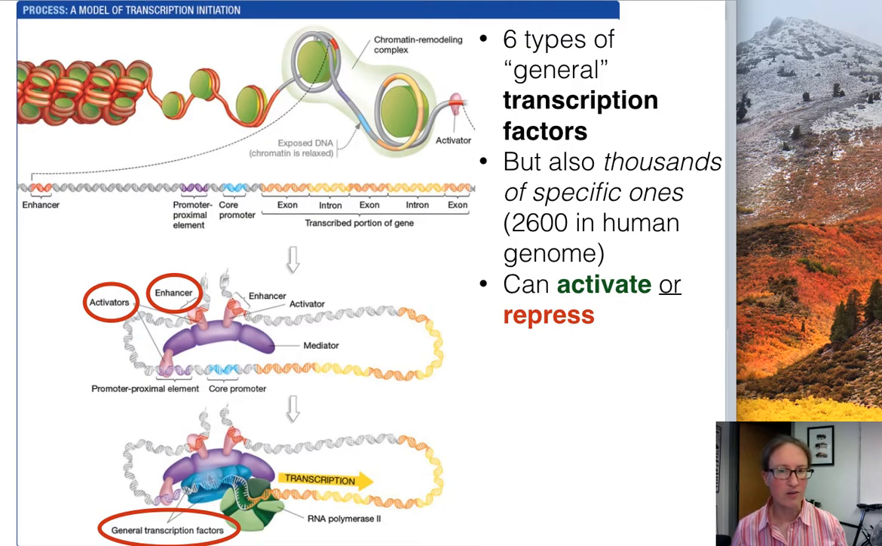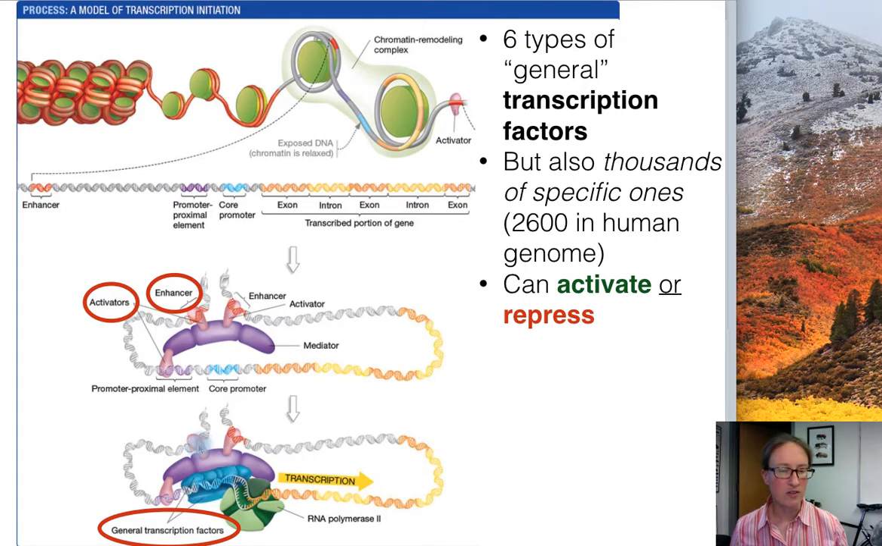However, there's also thousands of specific types of transcription factors, and these will also bind to other regions of DNA that are associated with any particular specific gene. So this illustration here that I showed you earlier shows an additional set of activator proteins that are binding to other regions of DNA called enhancer regions, and all these pieces have to come together in a precise organization to facilitate binding of RNA polymerase and facilitate transcription.